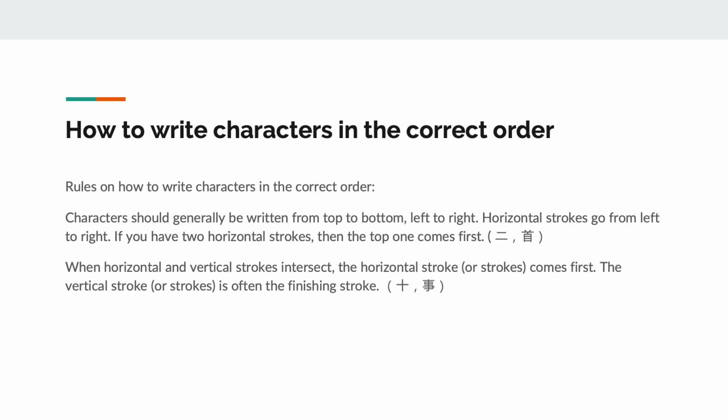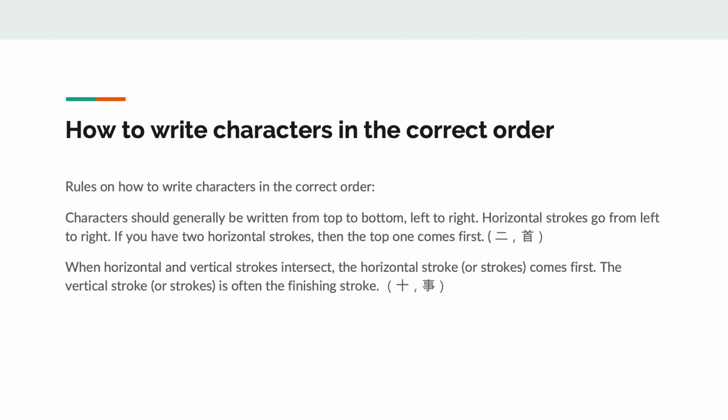The first rule is, characters should generally be written from top to bottom, left to right. Horizontal strokes go from left to right. If you have 2 horizontal strokes, then the top one comes first. The characters 二 and 手 are examples of this rule.